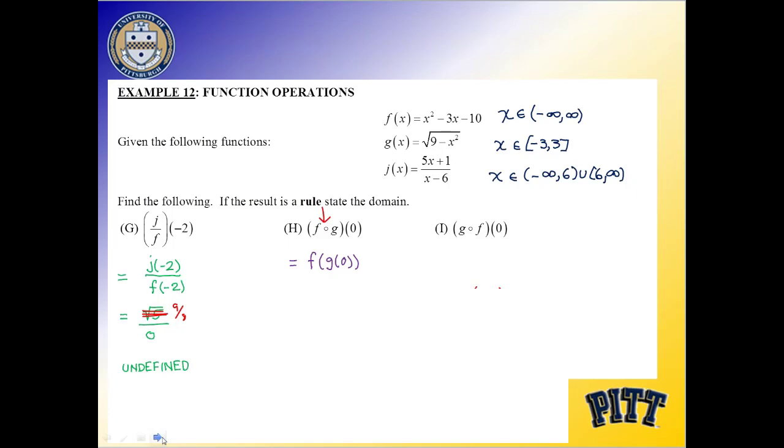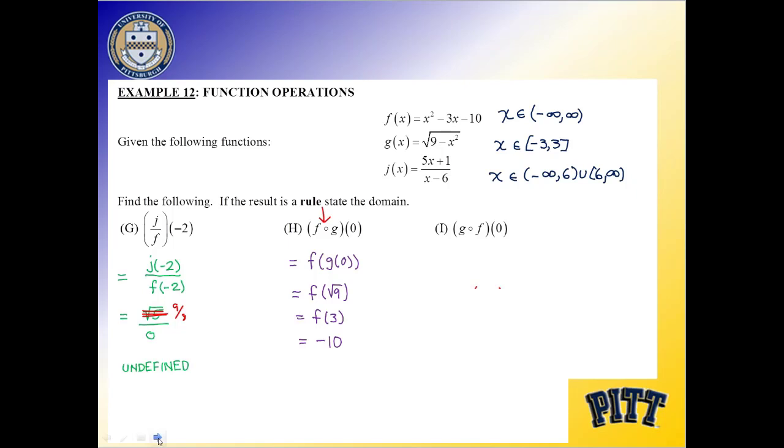So if I'm evaluating this following my order of operations, I'm going to do g of 0 first. I'm going to go to the function g of x, replace the x with 0, and I'd get the square root of 9, which is 3. So this would become f of 3. And I would go to the function f of x, replace the x's with 3's, and I would end up with negative 10. So the answer for this is negative 10.